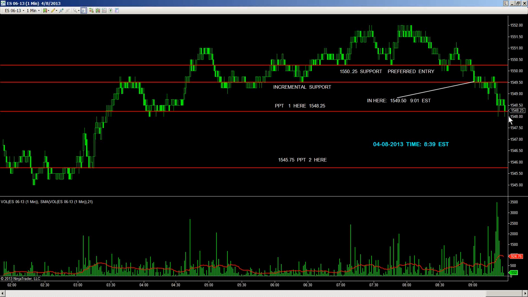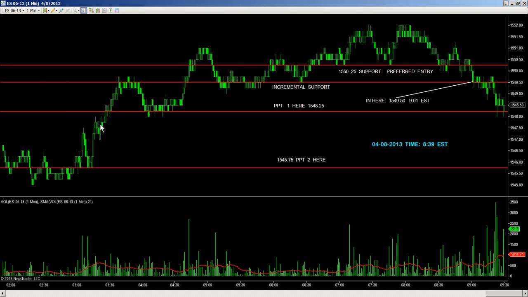The two probes that have come through here, okay, as tests to a lower area right here at PPT1 at 1548.25 indicate prices should continue down. Now, the interesting thing about this price chart, the way it's set up on the way up, is that we have very little resistance between here and here.